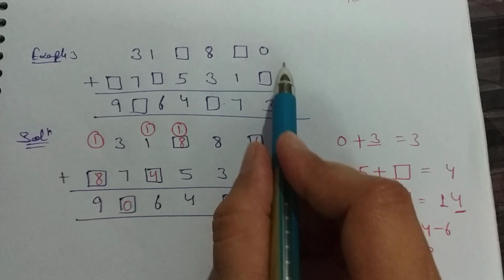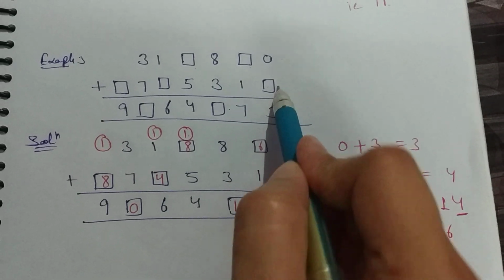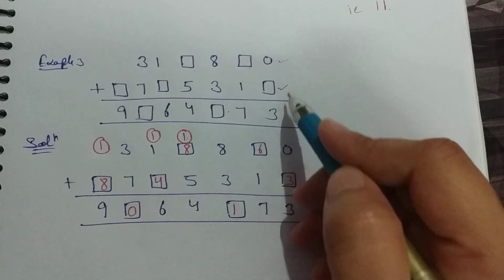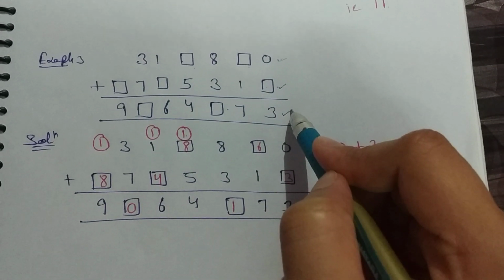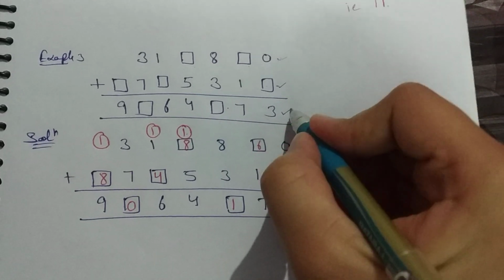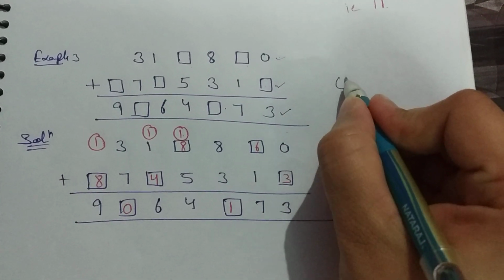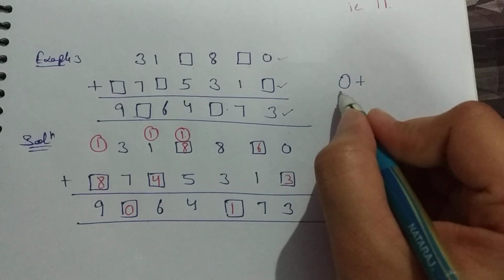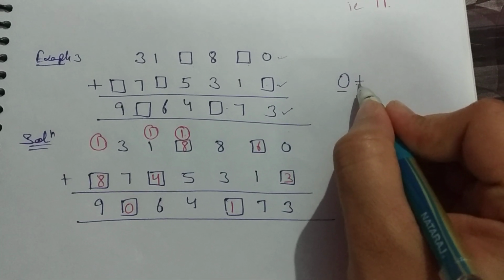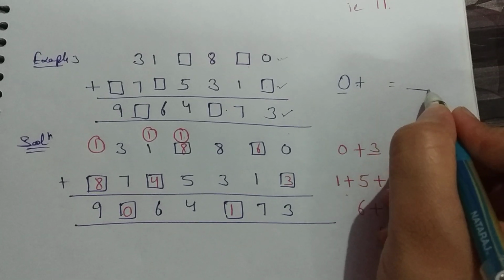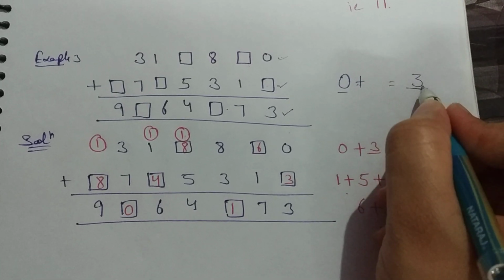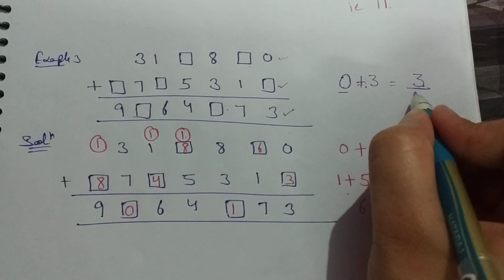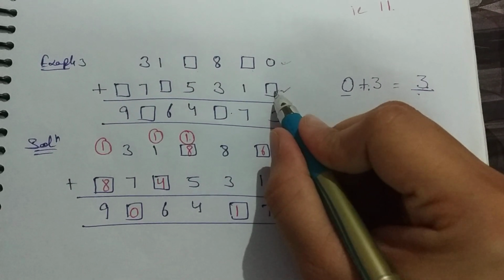So let us start with the ones place value. Here addend 1 is 0, addend 2 is vacant, and sum is 3. We all know the property, if any number is added to 0, then we get the same number, and the sum is 3. So we can write here 3. 0 plus 3 becomes 3. I have to put here 3.